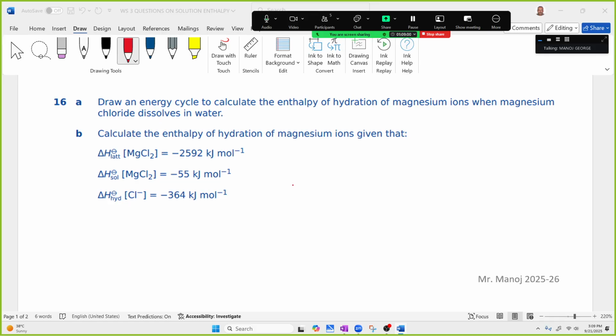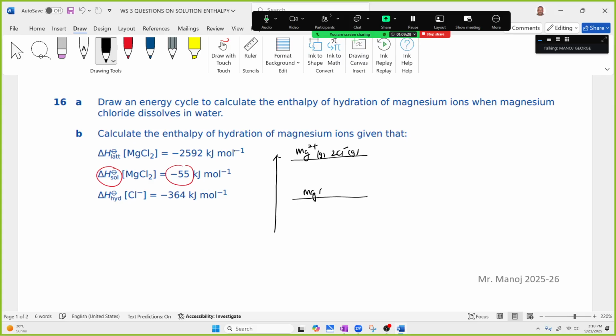So you know how to do an energy cycle? The solution is negative, which means, as I taught you just now, the gas ions have to be the highest, and this is the chloride ion. They have to be the highest. But the solution is negative. If the solution is negative, that means MgCl2 solid must be here, and when it dissolves in water, it is going to form Mg2+ aqueous and 2Cl- aqueous. And this is negative 55.